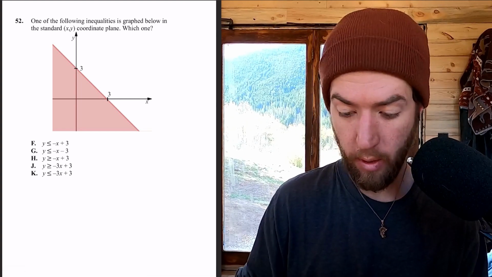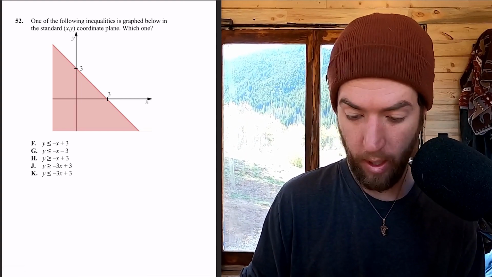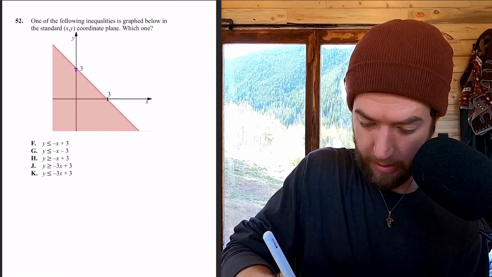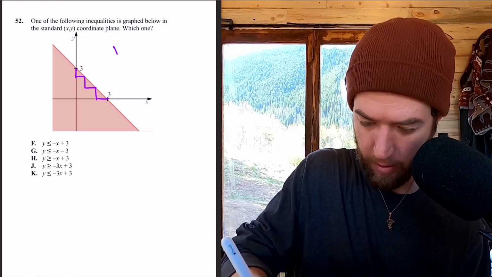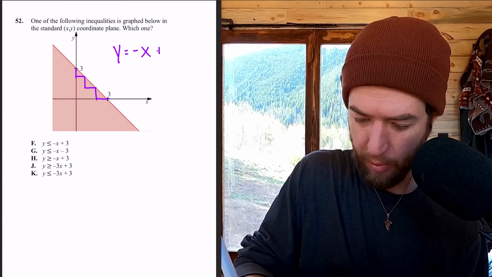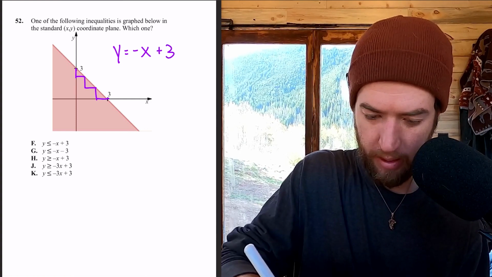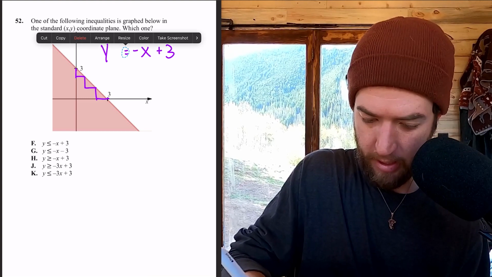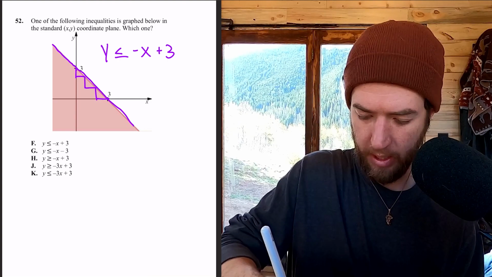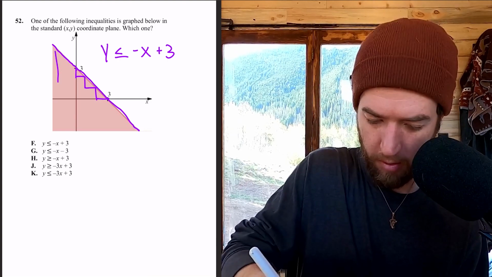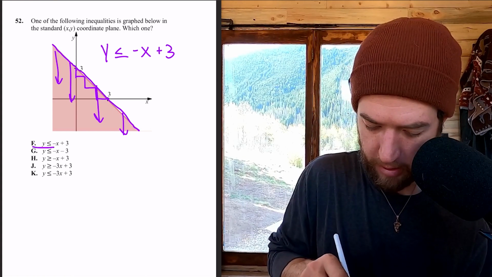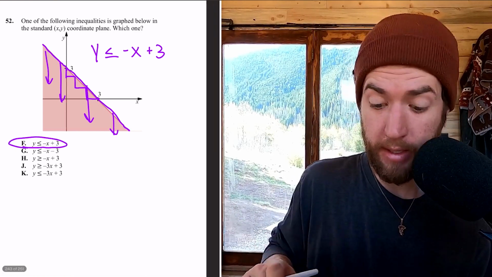One of the following inequalities is graphed below in the standard XY coordinate plane. Which one? So this is down 1 over 1, down 1 over 1, down 1 over 1. So y equals negative x. Well, not equals, but we'll get back to that. And then plus 3 is our y intercept. But like I just said, it's not equals. It's less than or equal to. So a solid line is where you get the equals from. And less than because all the red shaded region is below those y values. So y is less than or equal to negative x plus 3. On to the next.